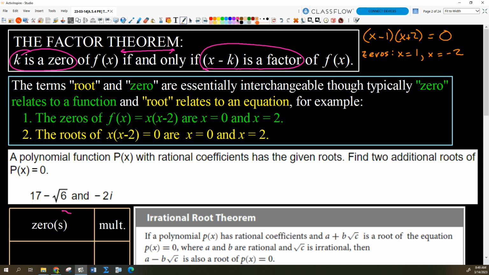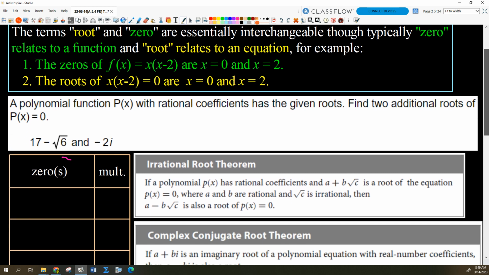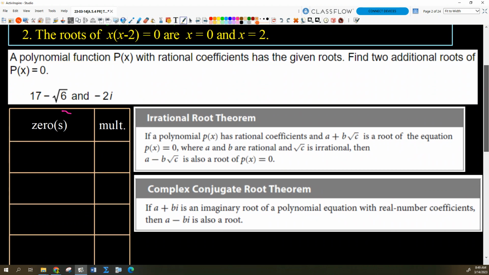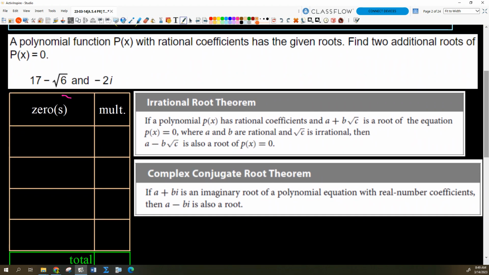So we talk about roots of an equation. We talk about zeros of a function. But not really that big a deal, honestly. So here's what I want to know then. Starting off here, we've got some polynomial function, p of x, with rational coefficients. Since it has rational coefficients, the irrational root theorem is going to apply. If we see any square roots in our zeros, they're going to be parts of conjugate pairs.